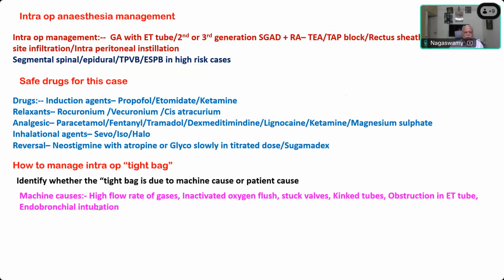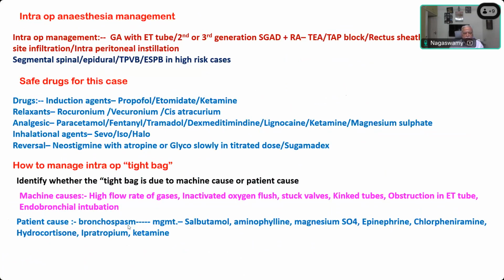Okay? So the machine causes are high flow of gases, an activated oxygen flush, which you used during induction and have forgotten to switch off, stuck valves, thin tubes, obstruction in the ET tube, or endobronchial intubation. So these are all the mechanical or machine causes.